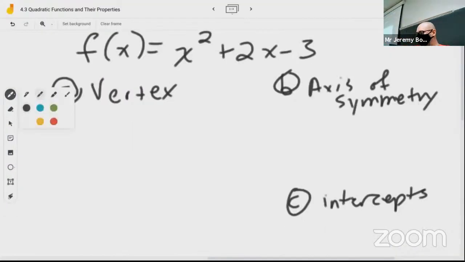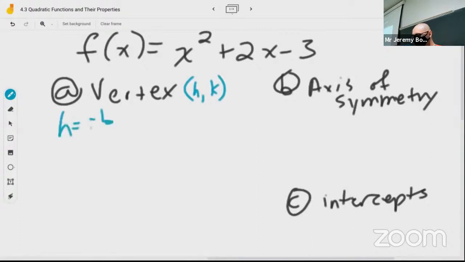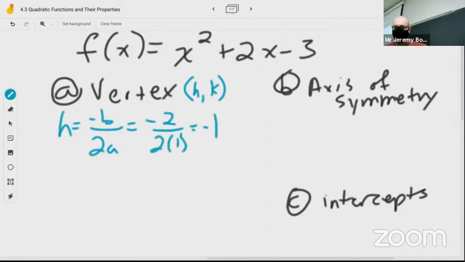So remember, when you're trying to find the vertex, you're trying to find (h, k), right? And so we know h is negative b over 2a. In this case, it's going to be negative 2 over 2 times 1, which would be negative 1. And so that's going to be the x value of our vertex.